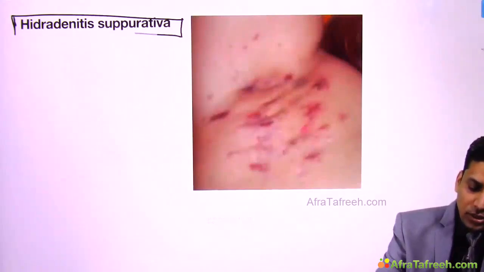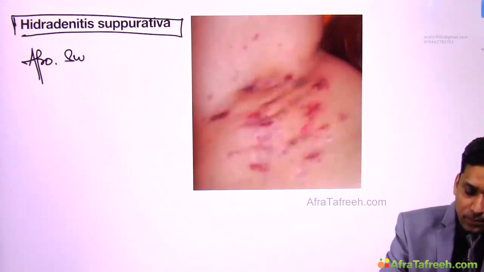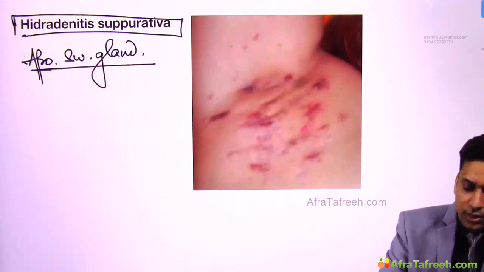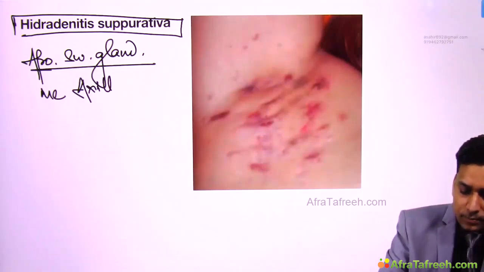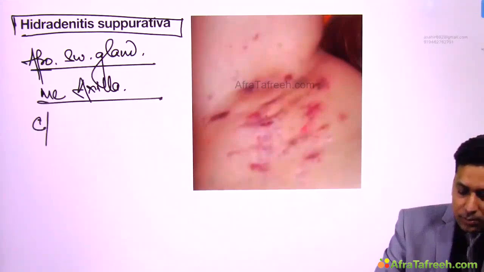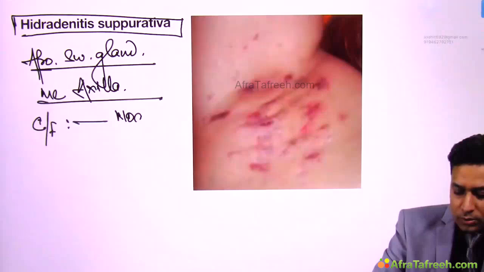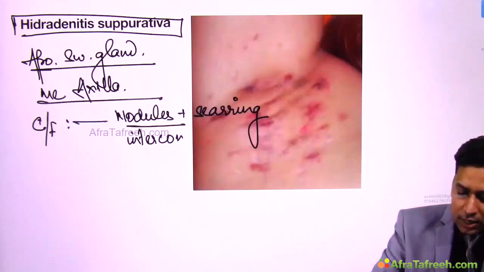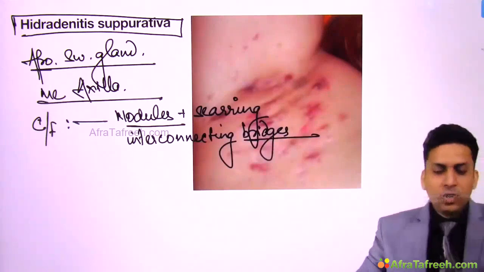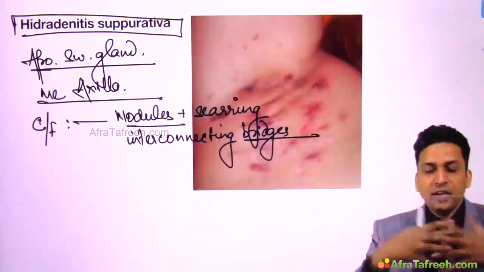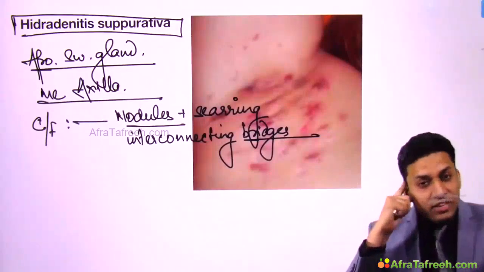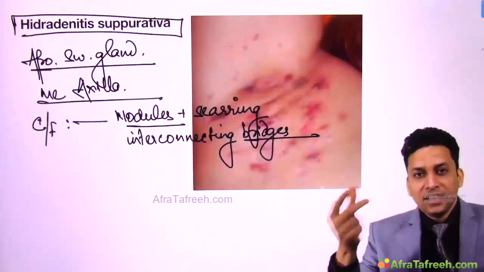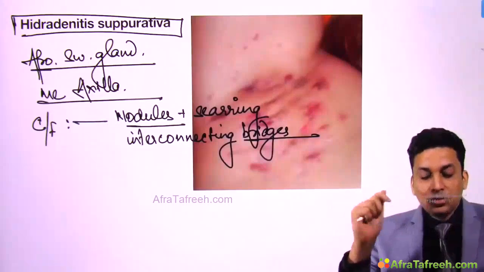There is one more condition. This is also a disorder of apocrine sweat glands. Hidradenitis suppurativa. Here also the most common site involved is axilla. This usually presents with multiple nodules with scarring and interconnecting bridges. So multiple nodules, and they heal with scarring, and there might be interconnecting bridges between them. Okay. And there are different stages where initially only nodule is present, then scarring is present, and then interconnecting bridges might be present. So various stages are there.